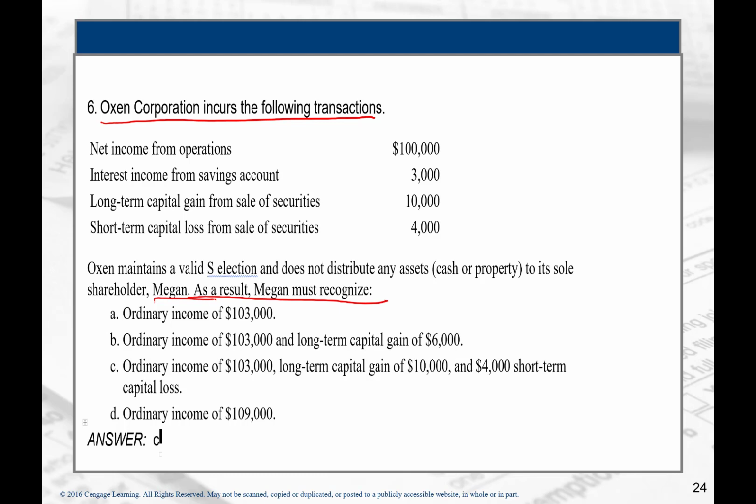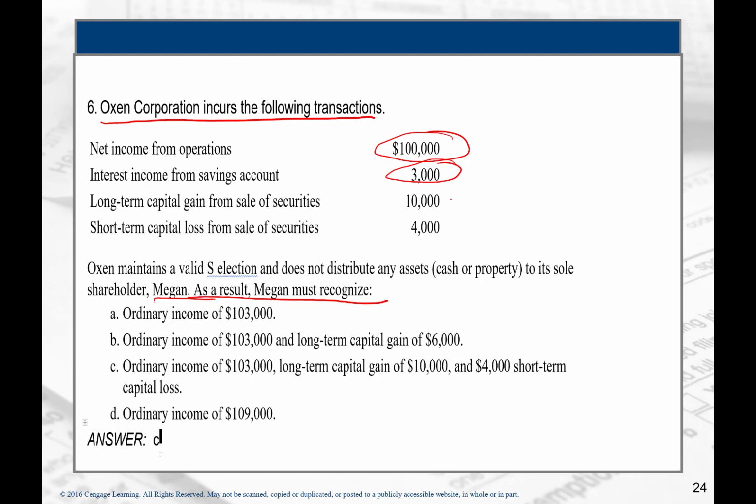When we get down to Megan's level, she's going to treat interest from a savings account as ordinary income, isn't she? So her share of the income from operations, plus interest from the savings account, which gets distributed down to her at the shareholder level, are both ordinary income, right?